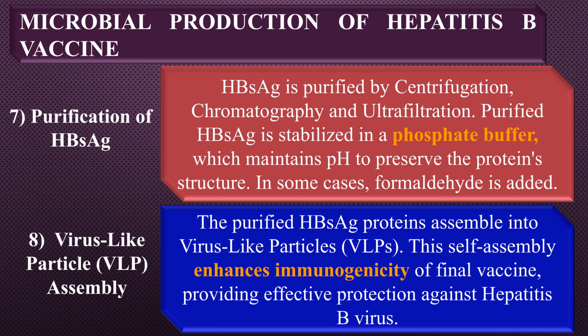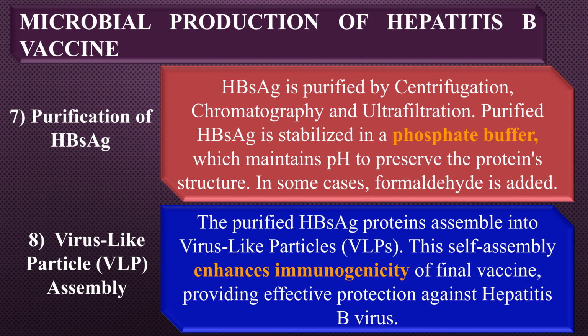The purified hepatitis B surface antigen protein is stabilized in a phosphate buffer which maintains the pH and ionic balance to preserve the protein structure and function. In some processes, formaldehyde is used. Step 8. Virus-like particle, VLP, assembly.